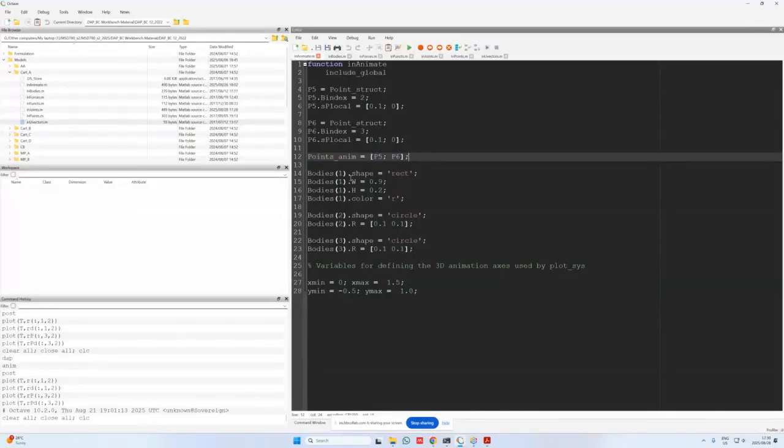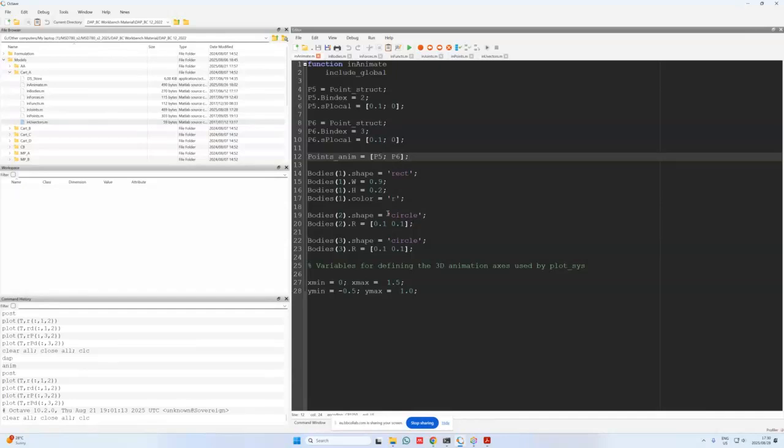Once we're done with that, we can now go and define the shapes of the different bodies just to make illustration a bit easier. So body 1 is going to be modeled as a rectangle. It's going to have a width of 0.9 meters, a height of 0.2 meters, and then I'm going to use the color red to denote the card body.